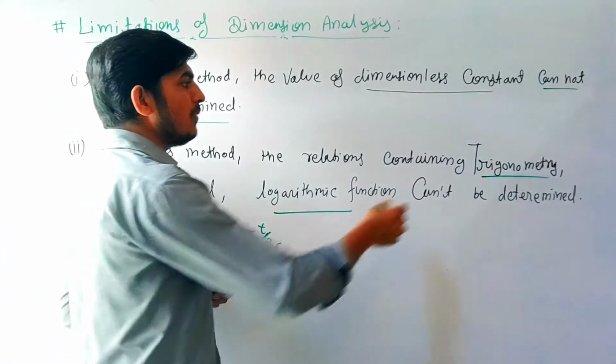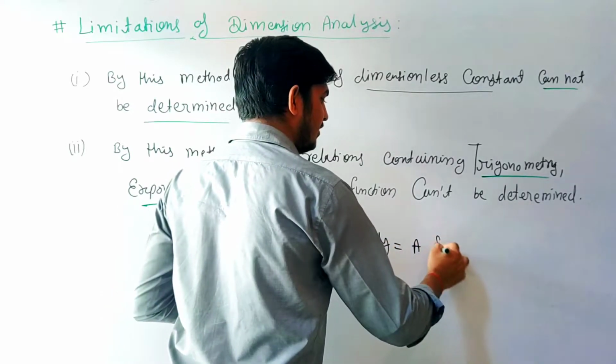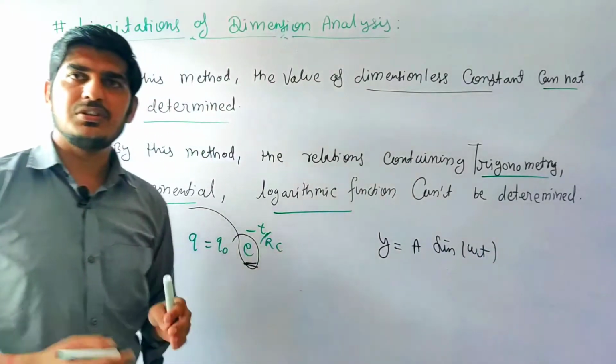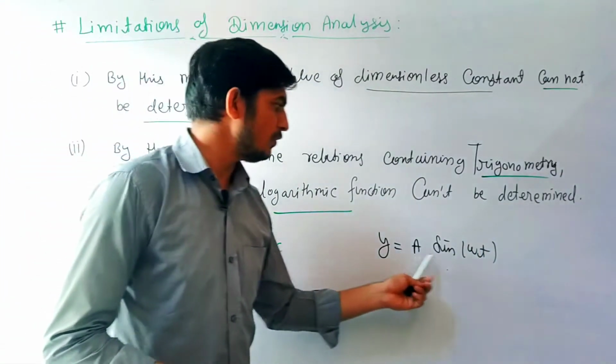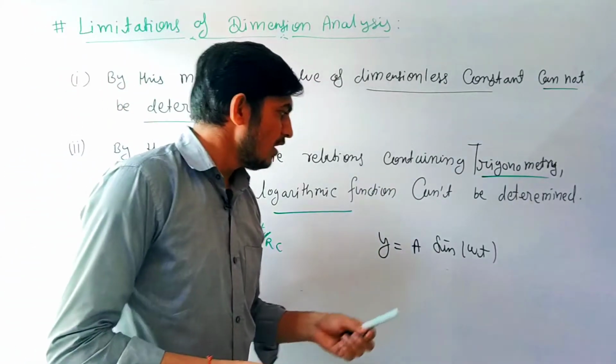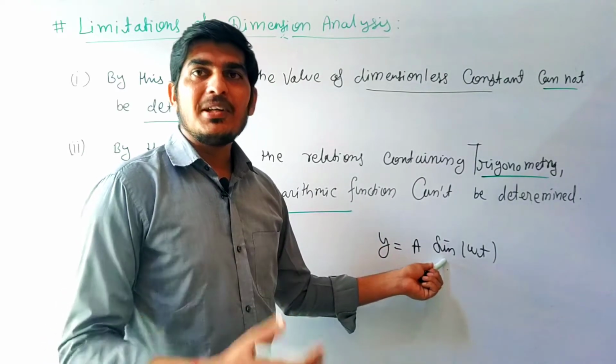Okay, now what about trigonometry? y is equal to a sine omega t. This is a simple harmonic motion equation, where a is the amplitude and omega is the angular speed, or you can say angular frequency. So it contains sine, which is a trigonometric function.